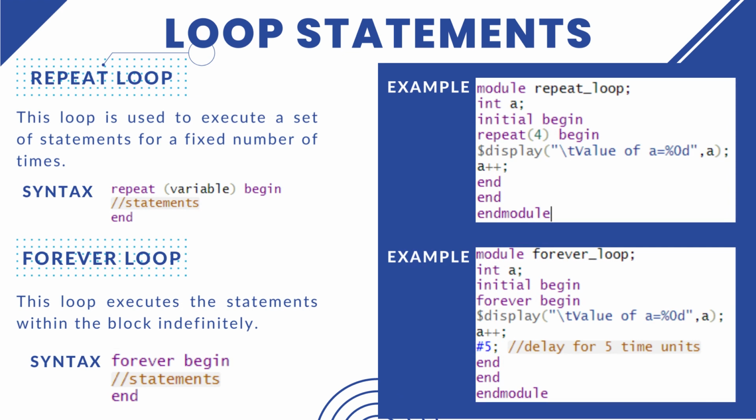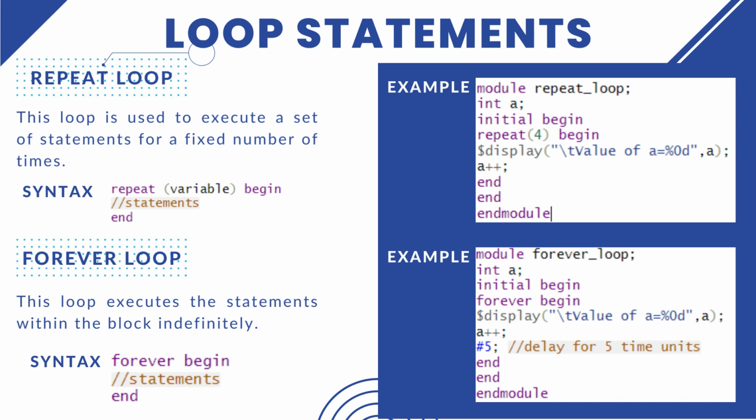Firstly, let's discuss the repeat loop. This loop is used to execute a set of statements for a fixed number of times. The syntax of the repeat loop is as follows. Repeat (variable) begin, statements, end. The loop executes the statements within the block for a number of times specified by the variable. Let's look at an example to understand this better. In this example, we will execute a set of statements 4 times using the repeat loop.